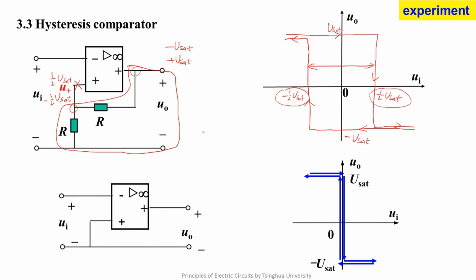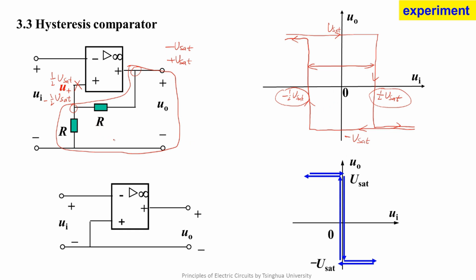Let's make a comparison now. This is a comparator, and this is the hysteresis comparator with positive feedback. There are two input-output characteristic curves, respectively. According to the previous analysis, we find that the output of the comparator keeps up with the input immediately, but the output of the hysteresis comparator lags behind the input.